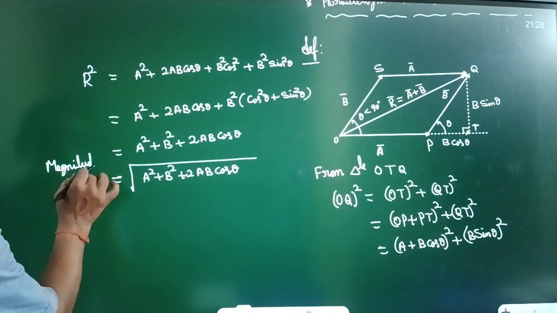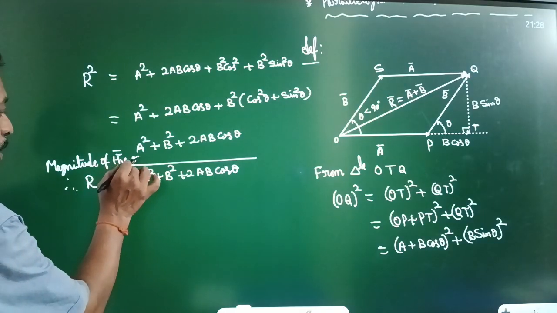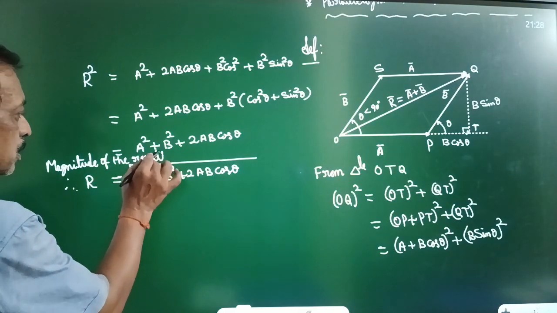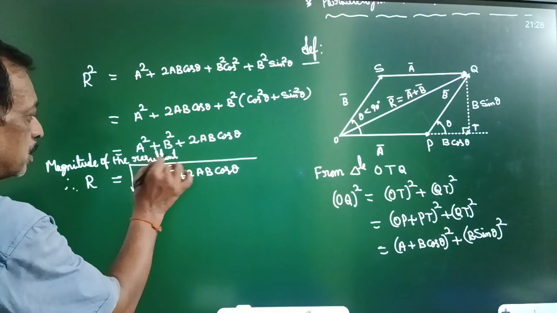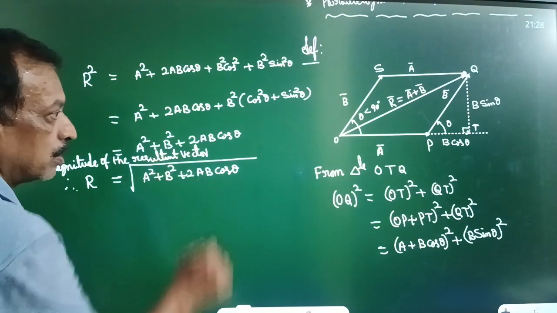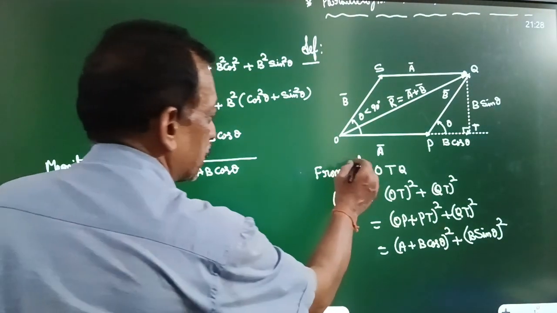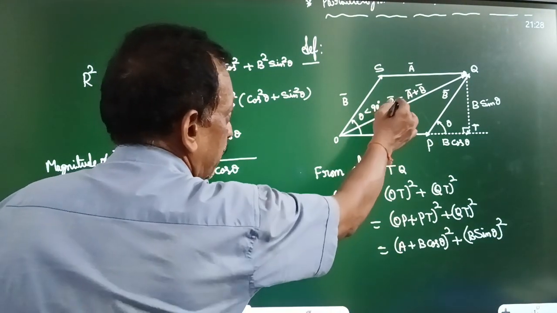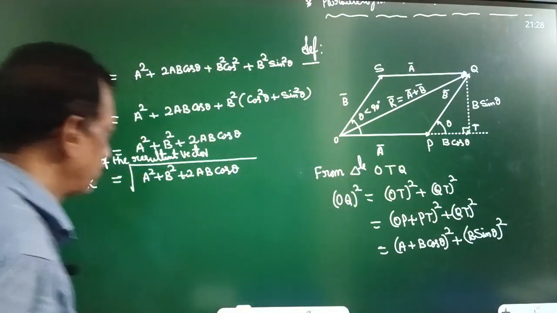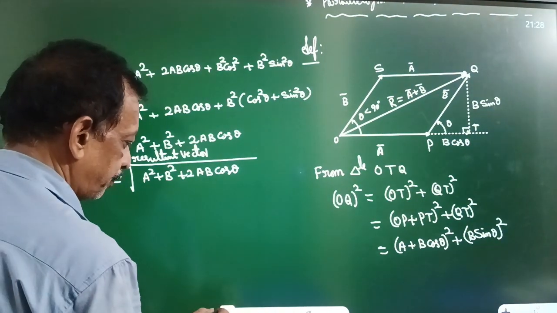Magnitude of the resultant vector. So what is the resultant vector here? Resultant vector R vector is equal to A vector plus B vector. This is the magnitude of the resultant vector.